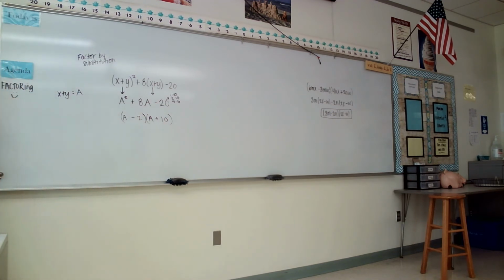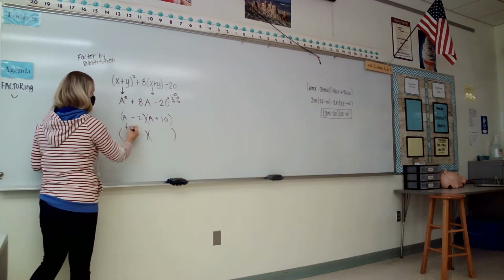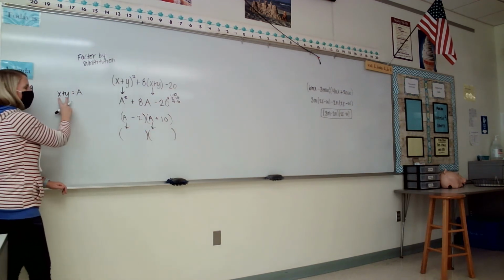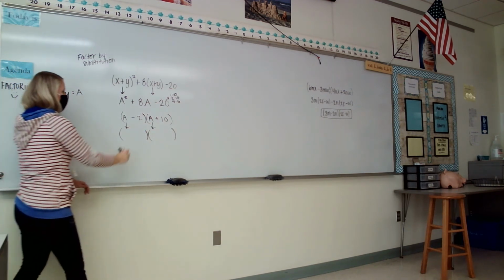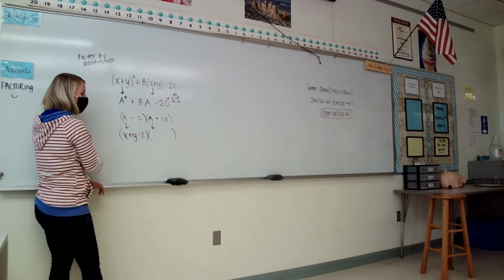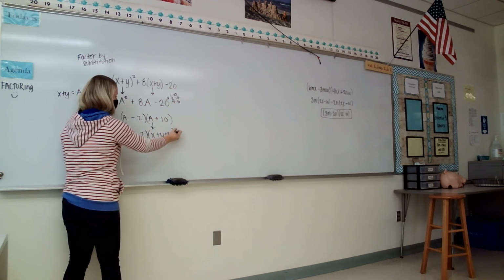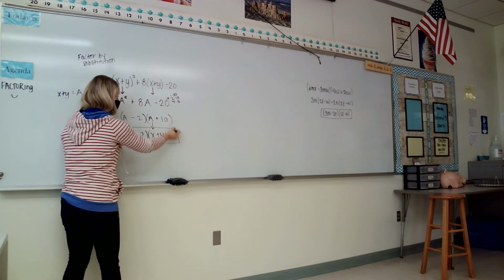Okay, so that actually wasn't bad to factor. I'm almost done. Even though that x plus y was there, since I replaced it, it made it way easier to factor. All I have to do in the end is, where I see a, put back in x plus y. So this is going to be x plus y minus 2, and that's going to be x plus y plus 10. And that's your factored form.